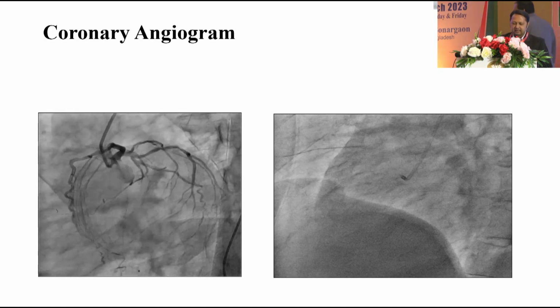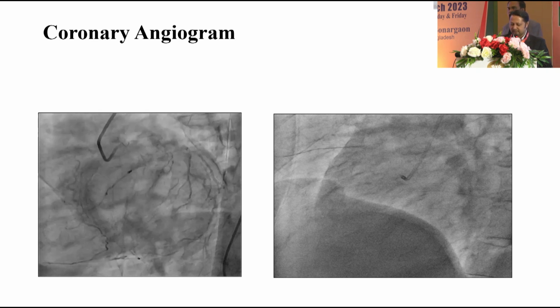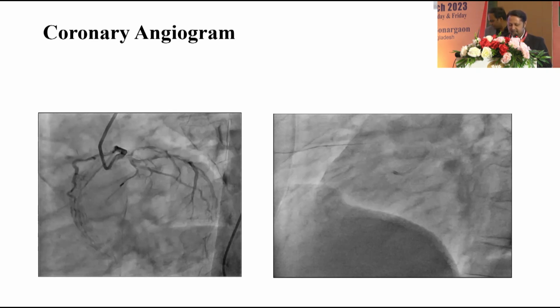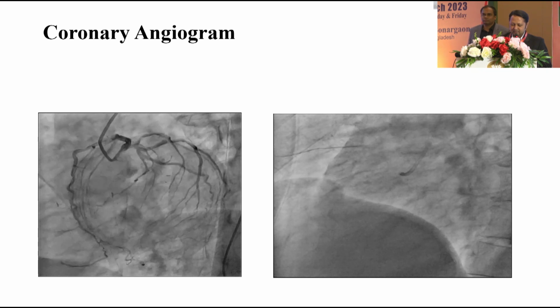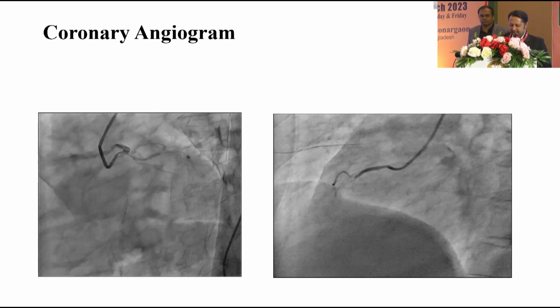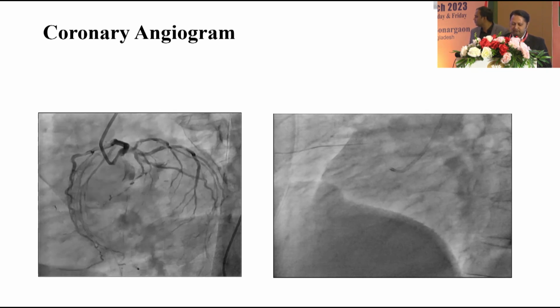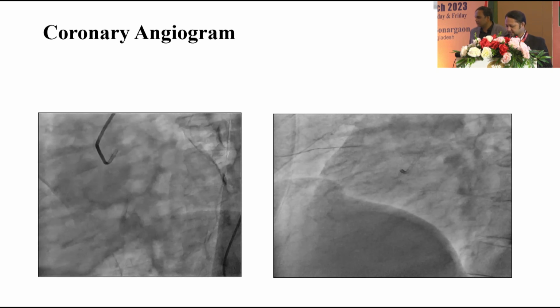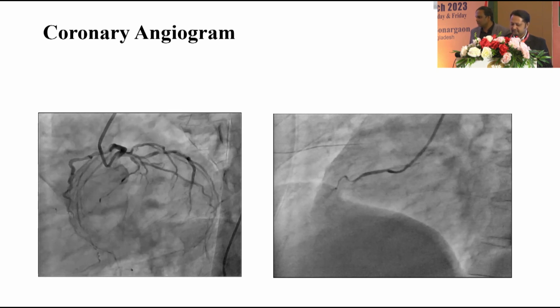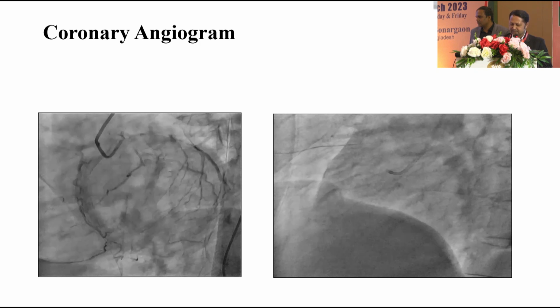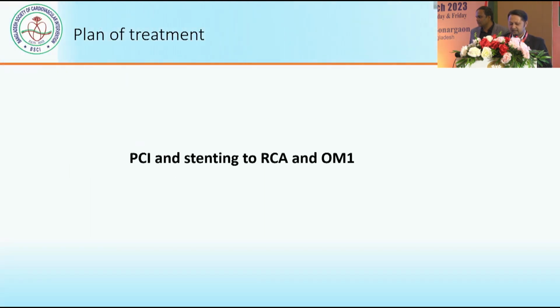We have done coronary angiogram. On the left system, LAD is 30 to 34%, and OM is 70 to 80%. On the right system, RCA is 99% stenosis. Then we planned to do PCI and stenting to RCA and OM.